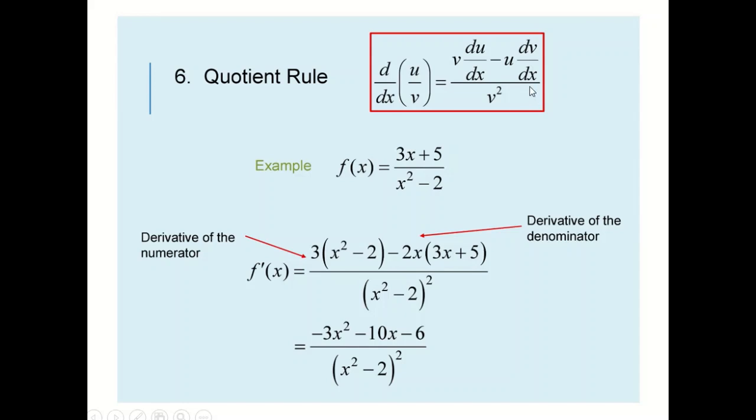After that we take the upper function, the u, 3x plus 5, multiplied by dv/dx, which is 2x, and divided by v squared. V is x squared minus 2, so we have x squared minus 2 squared. Now we expand this: 3x squared minus 6, minus 6x squared, minus 10x, and simplified we have this.